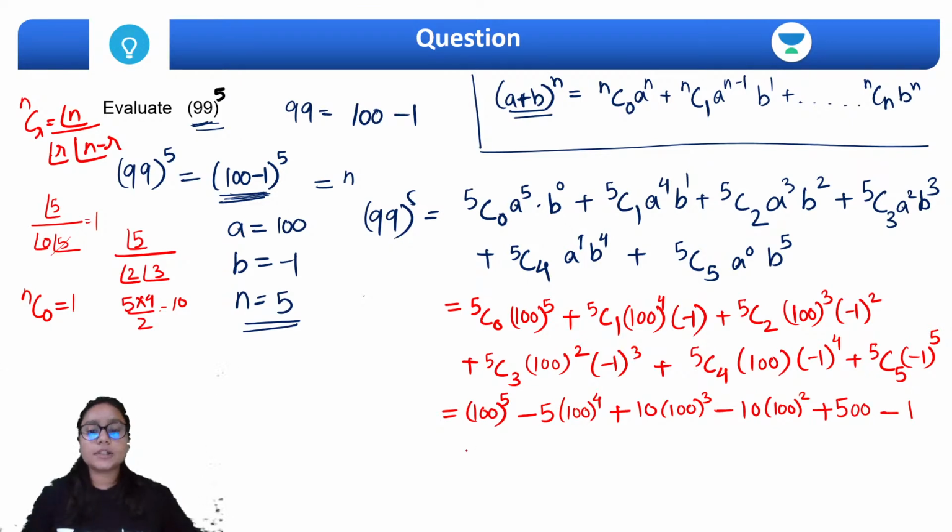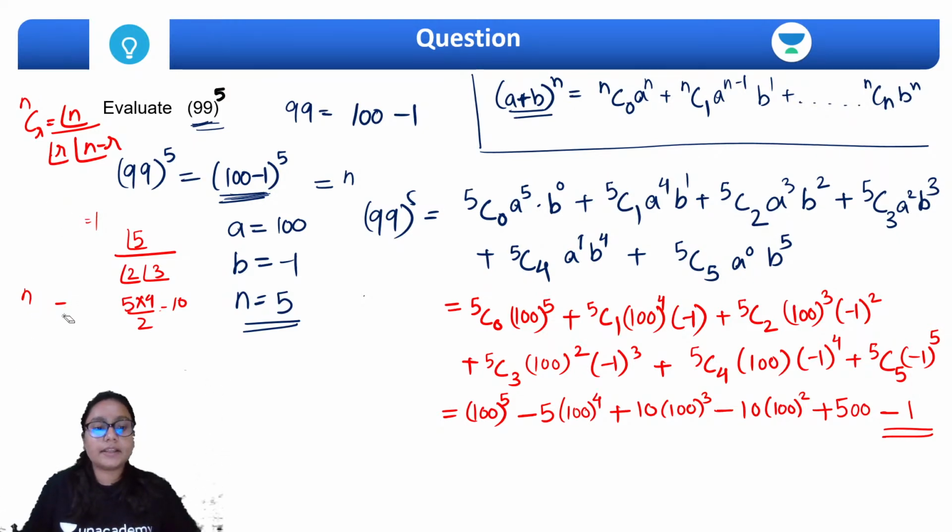Alright, if you simplify this, you will get the value of 99 raised to the power 5. Is this question clear? Is there any doubt in this question? If there is, please feel free to ask.